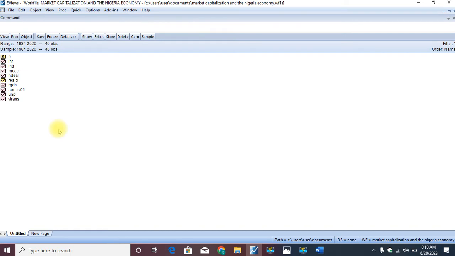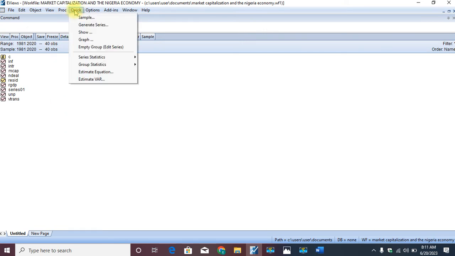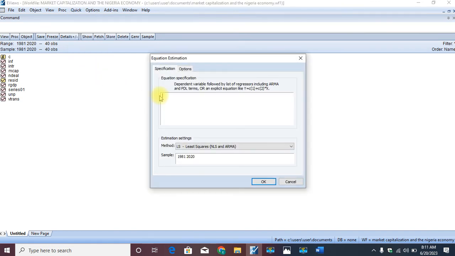So let's assume that the data we are using this morning are detrended and do not have a unit root problem. At that level, we can proceed. So you go to Quick, you go to Estimate Equation. Let's assume we are looking at how stock market variables affect economic growth in Nigeria, just like what we did the other time. Then we log the economic growth variable, which is RGDP, just like what we are seeing here.